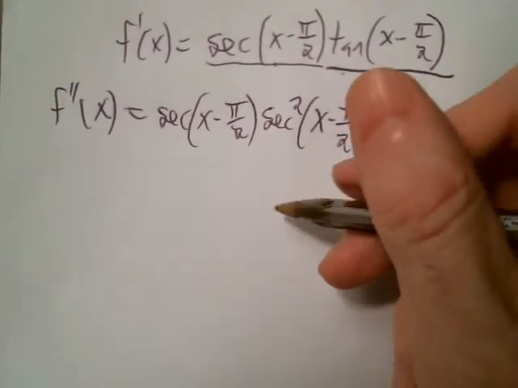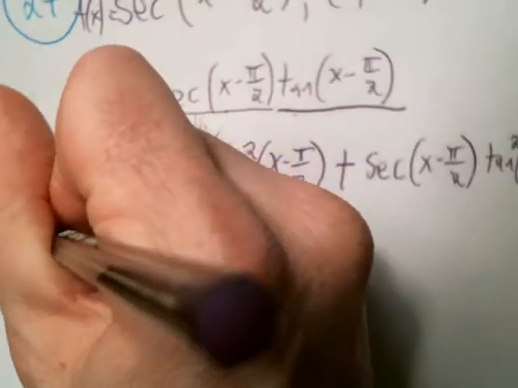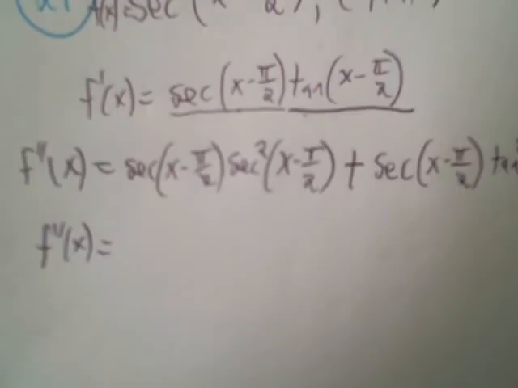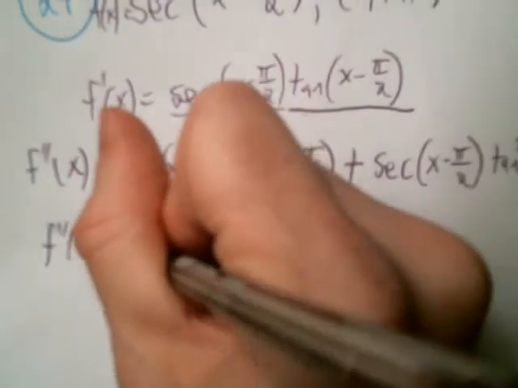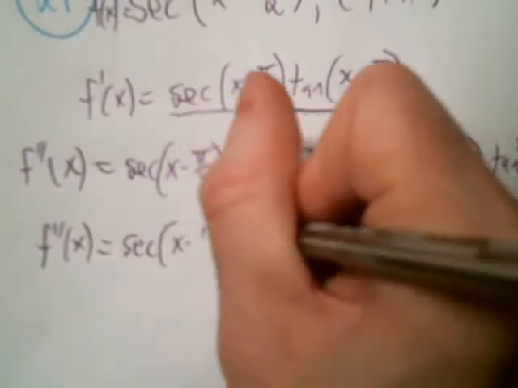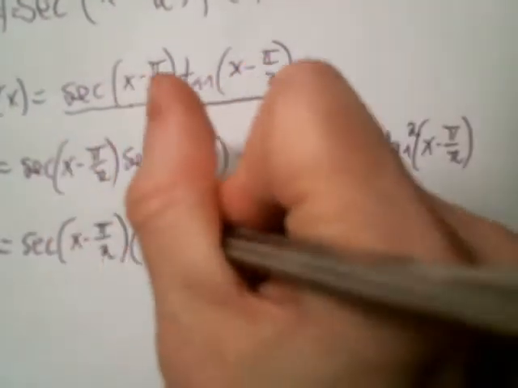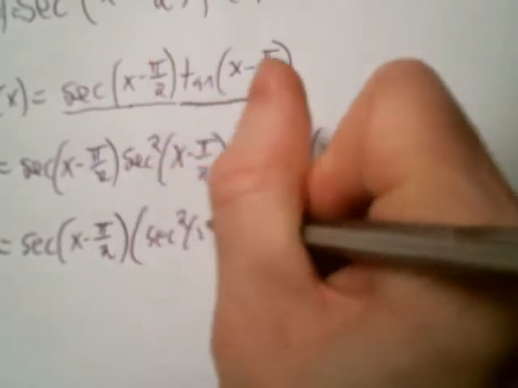You could factor out secant out of both of those guys. So f double prime of x, yeah, they both have a secant. So secant of x minus pi over 2. And I'm hoping there's going to be some identities. Okay, so I'm always hopeful. We'll see.